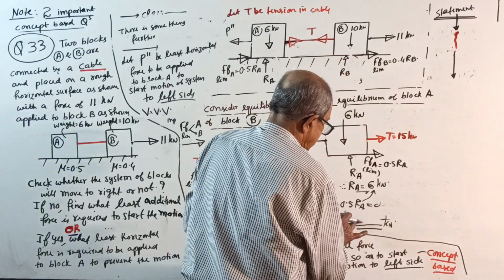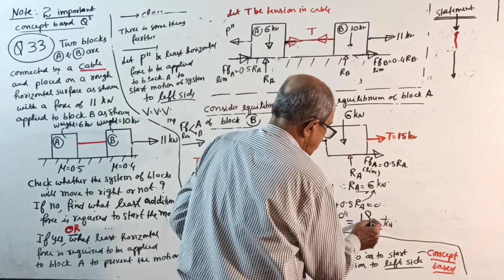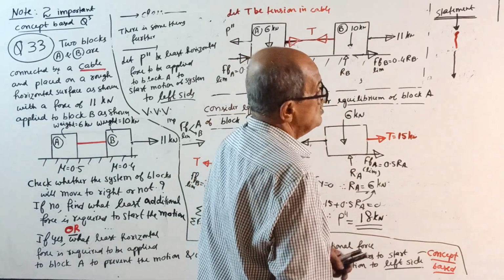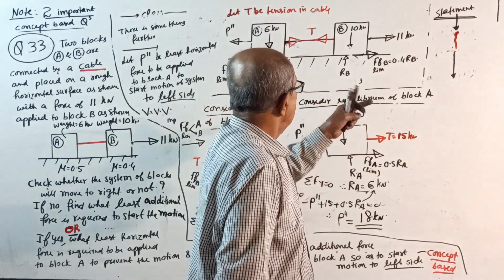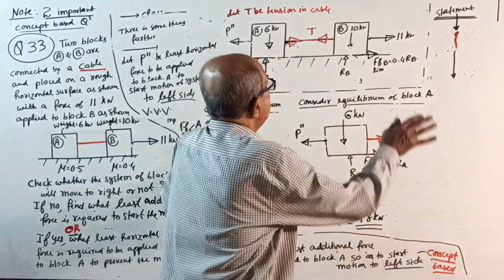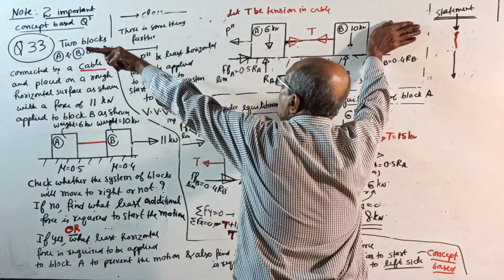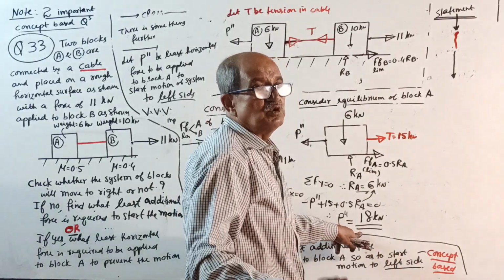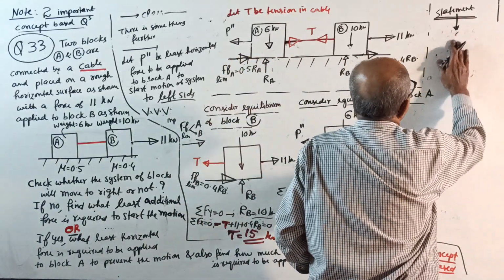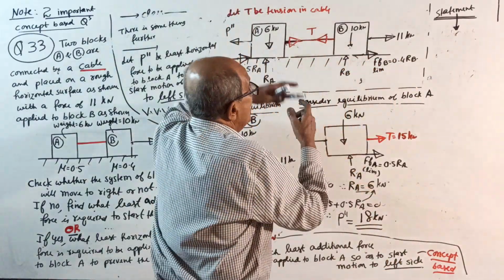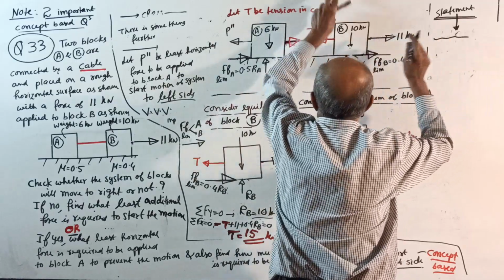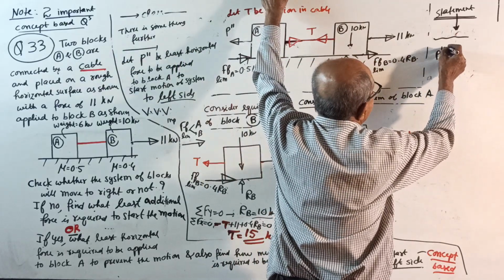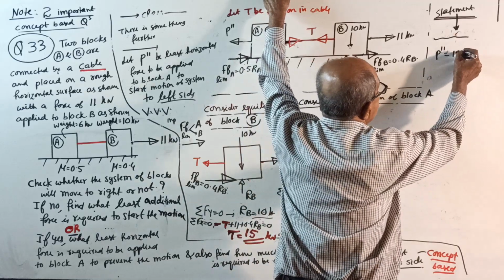Is everything correct? I'll check once again. 18 kilonewton. To move the block to left side, you require 18. Correct. Why? If this 11 is not there, 7 is required. Now 7 required, it has to overcome 11. Okay, don't worry, you solve the question. Now, lastly, I'll give the statement. To make the system move to left side, the horizontal force to be applied, that is P double dash, is 18 kilonewton.